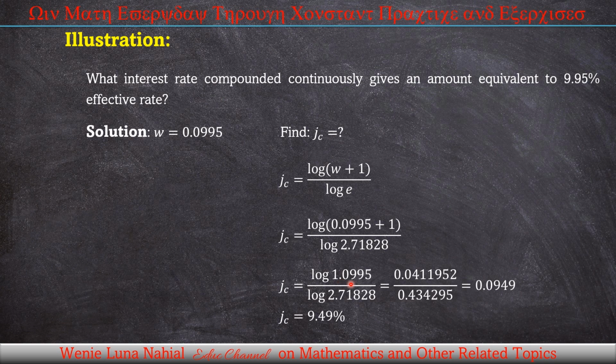So you get the logarithm of 1.0995 divided by the logarithm of 2.71828. For the numerator here, the logarithm of 1.0995 is equivalent to 0.0411952. And the logarithm of 2.71828 is 0.434295. So dividing these two, we have 0.0949. And changing this decimal number into percent, you get 9.49%.